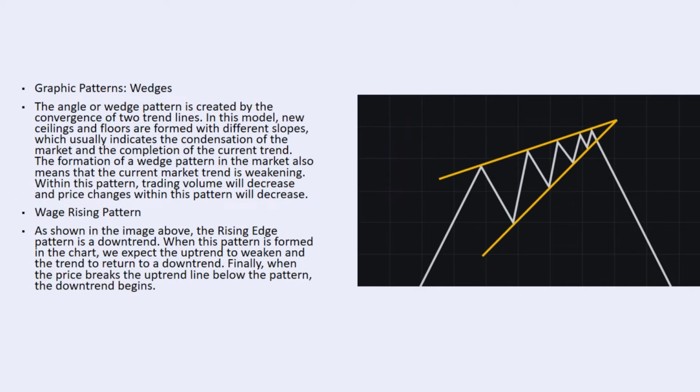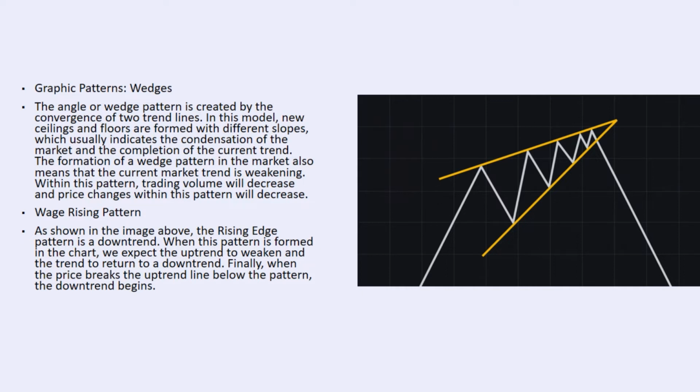Graphic patterns. Wedges. The wedge pattern is created by the convergence of two trend lines. In this model, new ceilings and floors are formed with different slopes, which usually indicates the condensation of the market and the completion of the current trend.